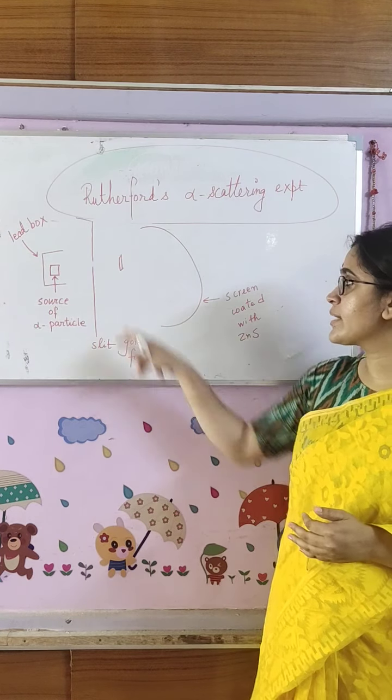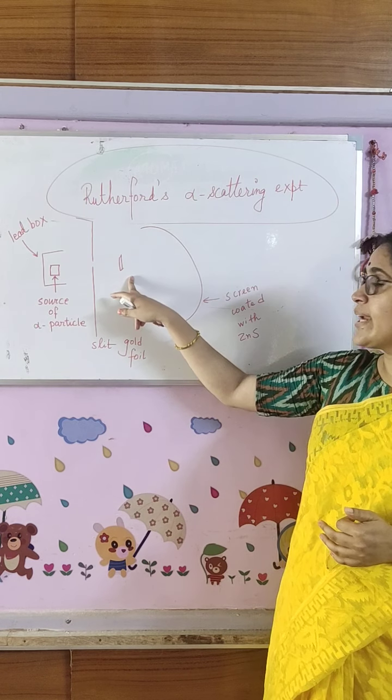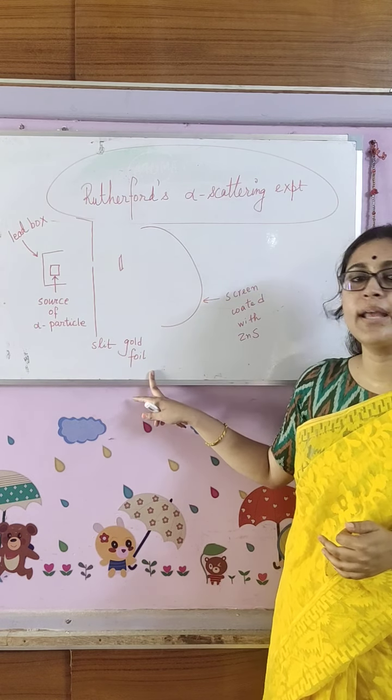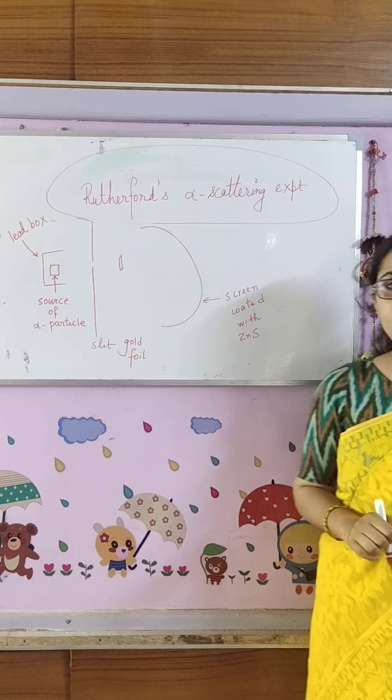Then that alpha particle passed through a slit which was made up of lead, and it struck the gold foil, thin gold foil, and again at the back there was a screen coated with zinc sulfide.